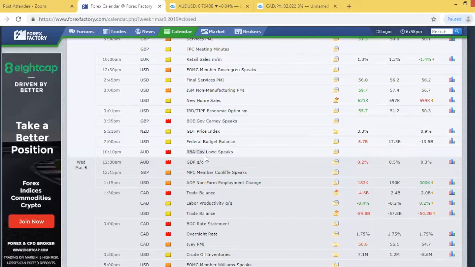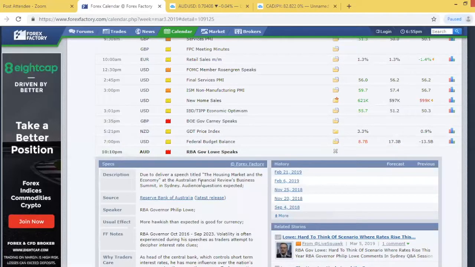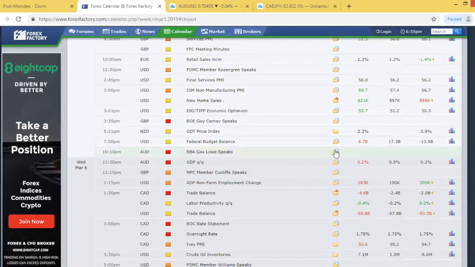So moving into Tuesday evening, we had Governor Lowe addressing the markets. He was due to give a speech on the housing market and the economy, and this was at the Australian Financial Review Business Summit in Sydney. So guys, we didn't see too much volatility in the market from this data event. The volatility came from this data event below, GDP quarter on quarter.